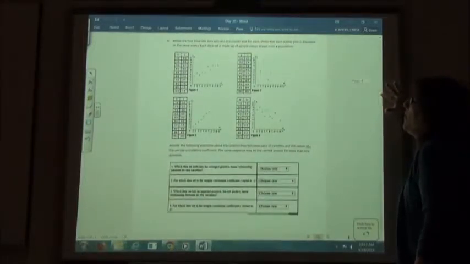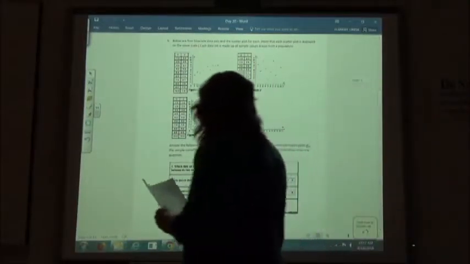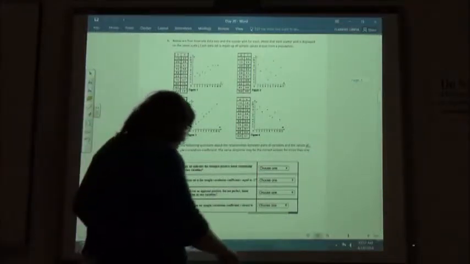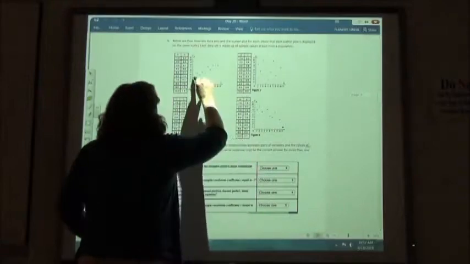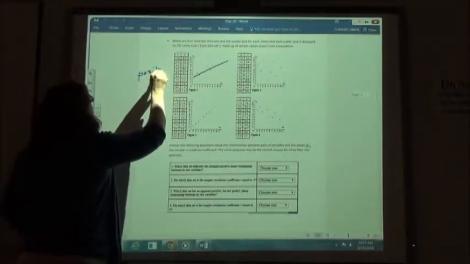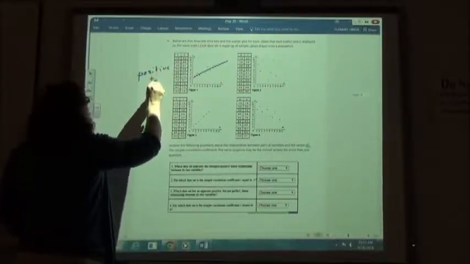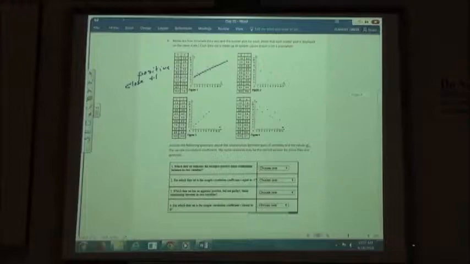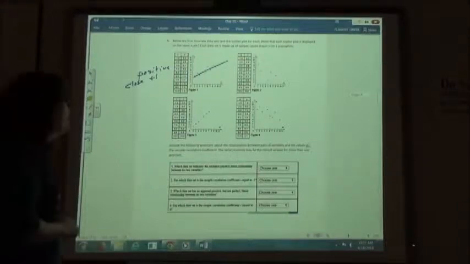So number 5, below are 4 bivariate data sets and the scatter plots for each. Note that each scatter plot is displayed on the same scale. Each data set is made up of sample values drawn from a population. So in this case, this one has a positive slope, and it's close to +1. Again, it's not exactly +1 because it's not exactly straight.